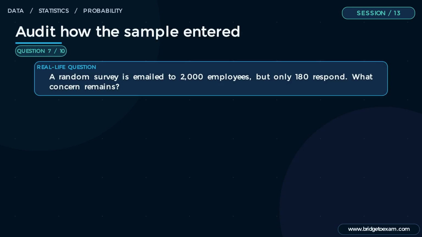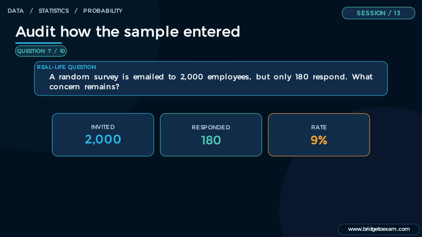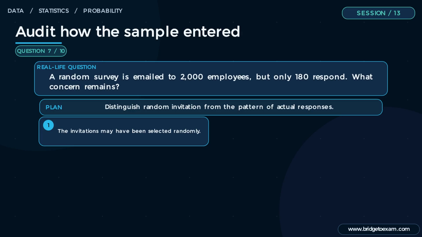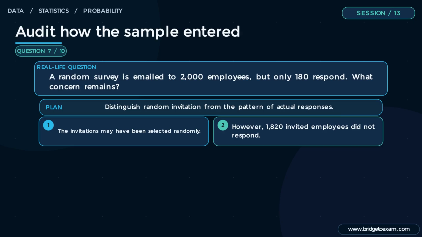Example 7. A random survey is emailed to 2,000 employees, but only 180 respond. What concern remains? The key quantities are organized before the arithmetic begins. Plan. Distinguish random invitation from the pattern of actual responses. Step 1. The invitations may have been selected randomly. Step 2. However, 1,820 invited employees did not respond.